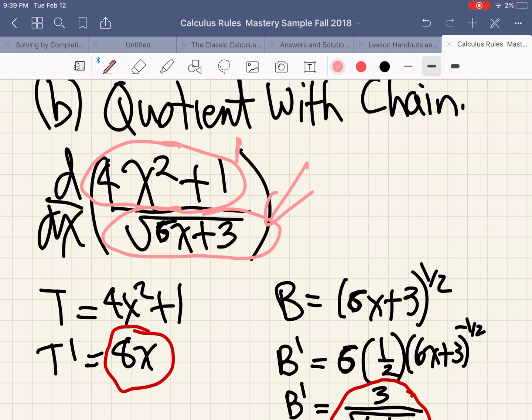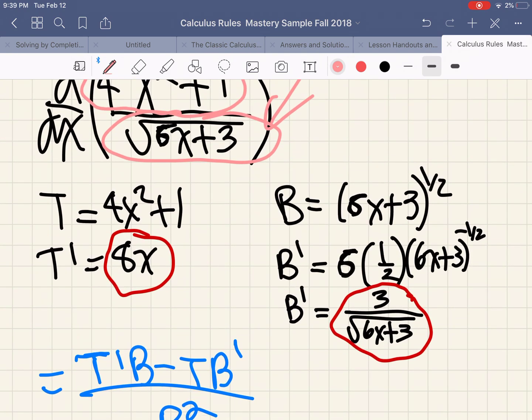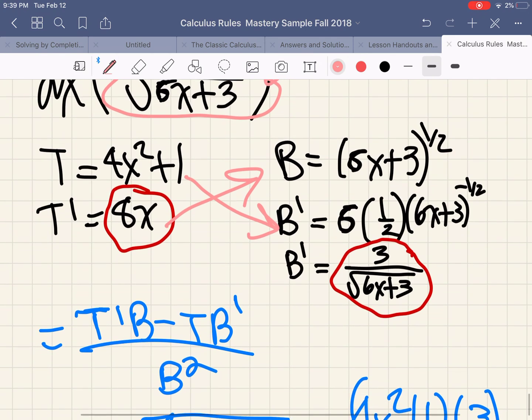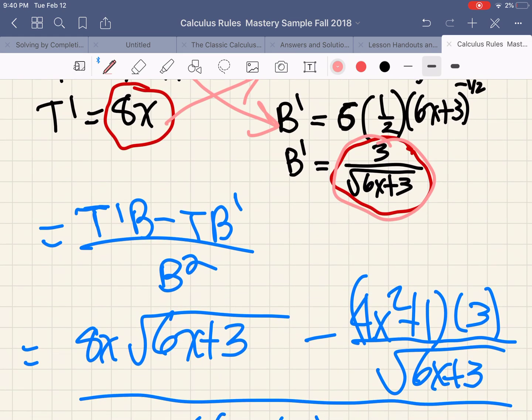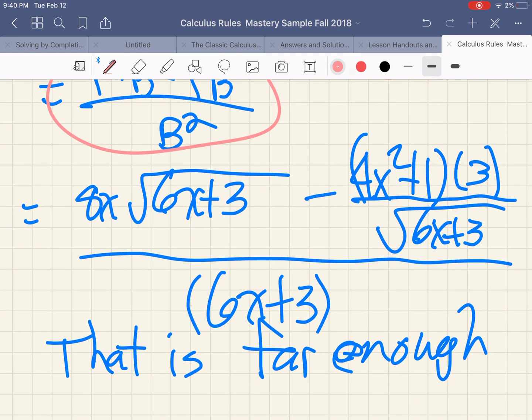So your bottom prime. Again, it's top prime bottom minus top bottom prime, over bottom squared. This one is pretty ugly though. I'm just going to let you look through that. You can see that bottom derivative is a challenging one because it's a square root. We know that the derivative of a square root is 1 over 2 square root. So when I put everything into the formula, I end up with something like this, which is not so nice.